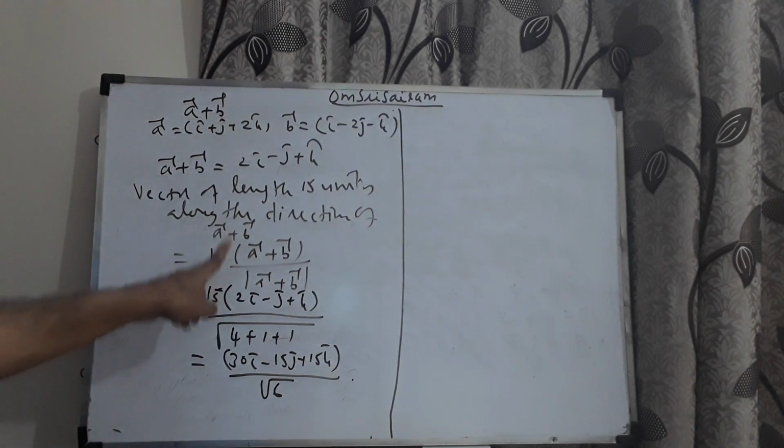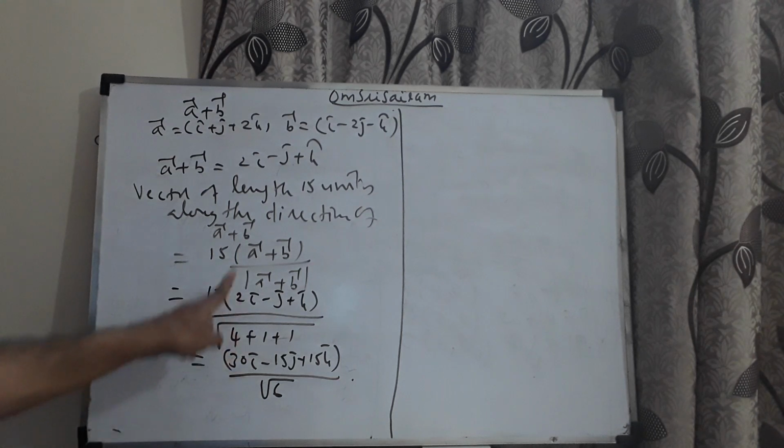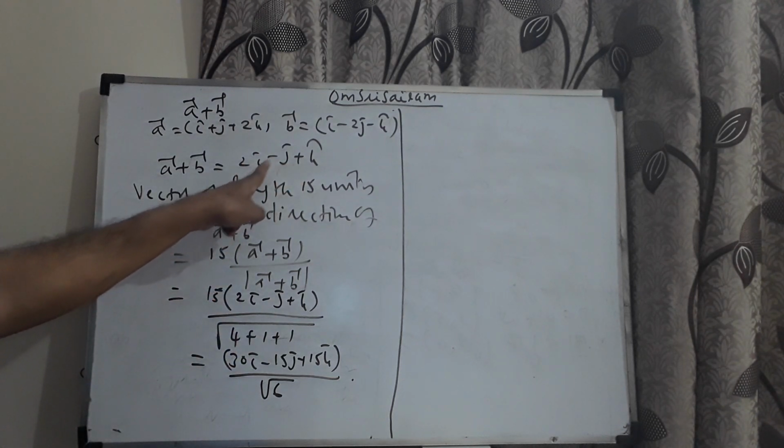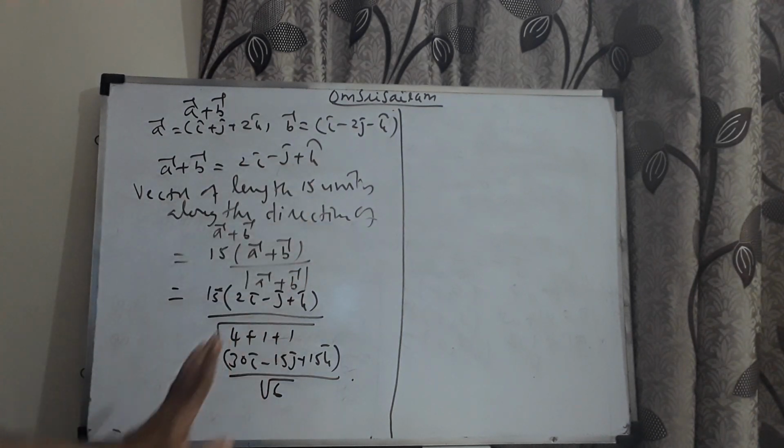Therefore 15 into 2i minus j plus k by root of 4 plus 1 plus 1. Minus 1 whole square is also 1, 1 square is 1. Therefore 30i minus 15j plus 15k by root 6 will be the final answer.